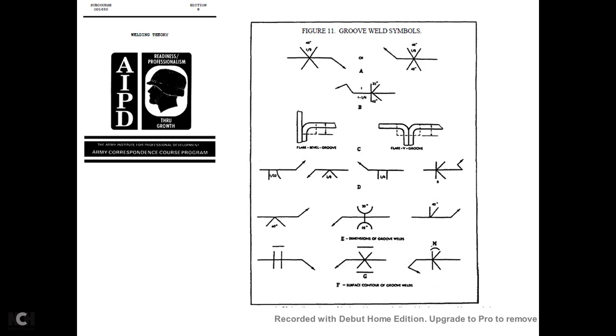The groove weld symbols are shown in A, B, C, D, and E for the dimension of the groove weld, and F the surface contour of the groove welds.